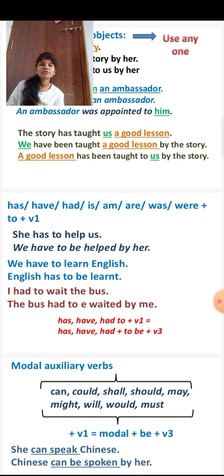And next, we have to learn English. English has to be learned. I had to wait for the bus. The bus had to be waited for by me. The structure is has, have, had plus to plus V1, and in passive, has, have, had plus to be plus V3. So these are the examples on using has, have, had, is, am, are, was, were with to V1.